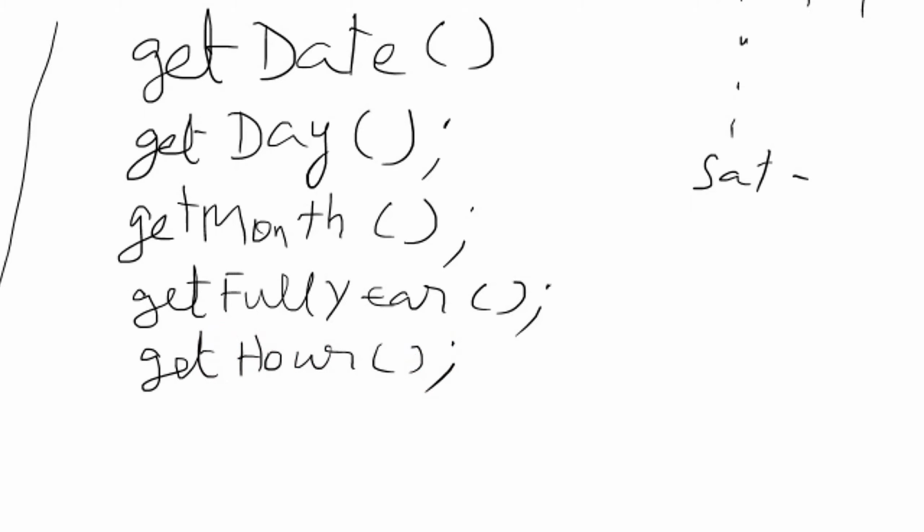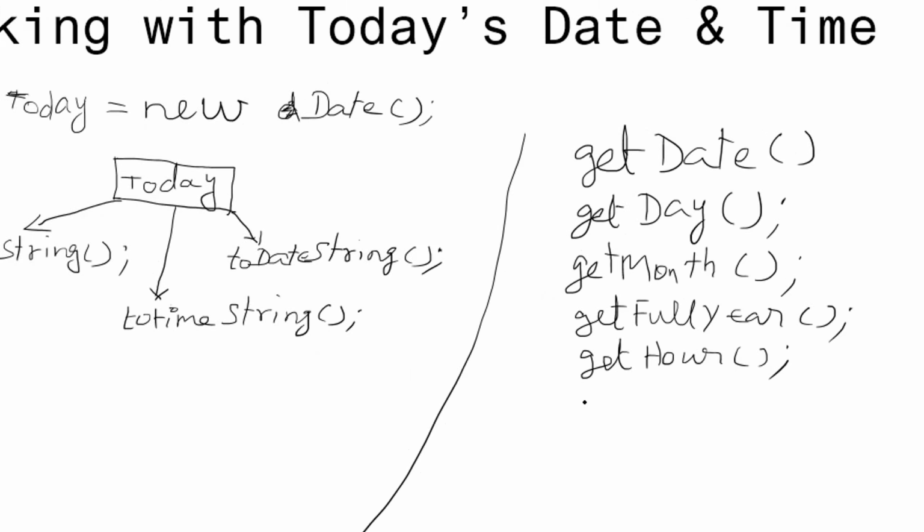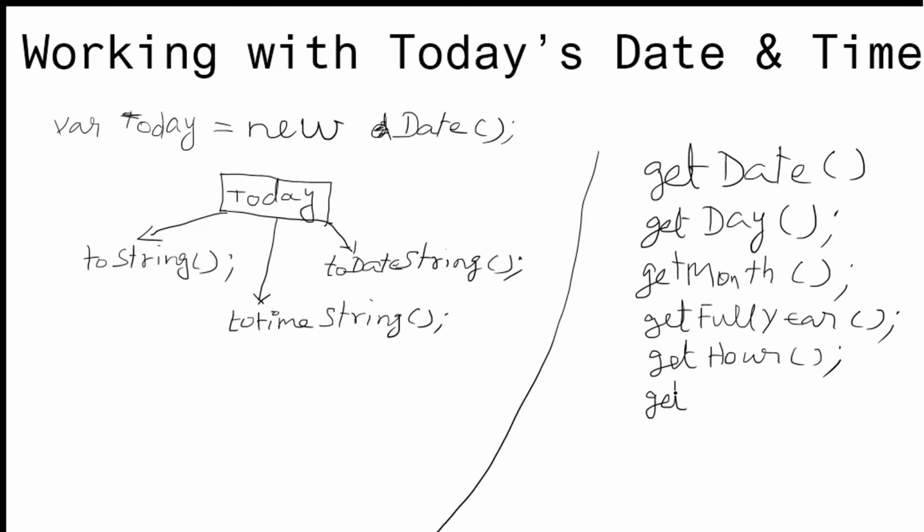If you see here, toTimeString will return the whole time string. That means hour, minute, second, millisecond, everything. But if you want the parts separately, you can use the methods on the today object. Here this is today, right? So from today you can call all these functions: today.getFullYear, getHours, getMinutes, and you can use getSeconds.